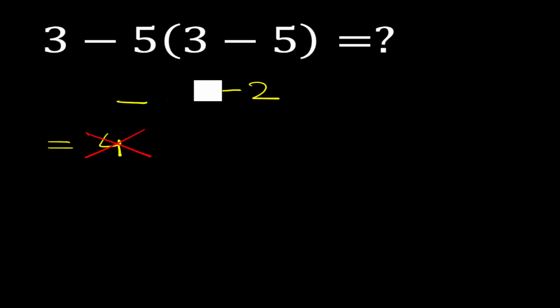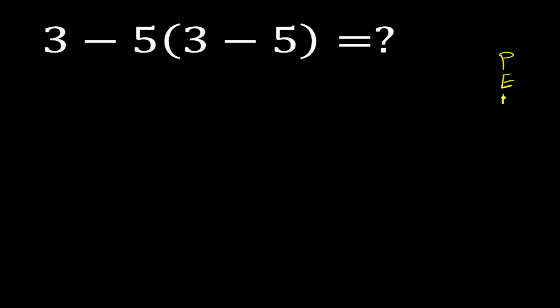So now let's solve this problem correctly by using the PEMDAS rule, right? P means first priority is parentheses, then E means exponents, M means multiplication, and D means division. So third priority is multiplication and division, A means addition, and S means subtraction. First priority is parentheses, right?